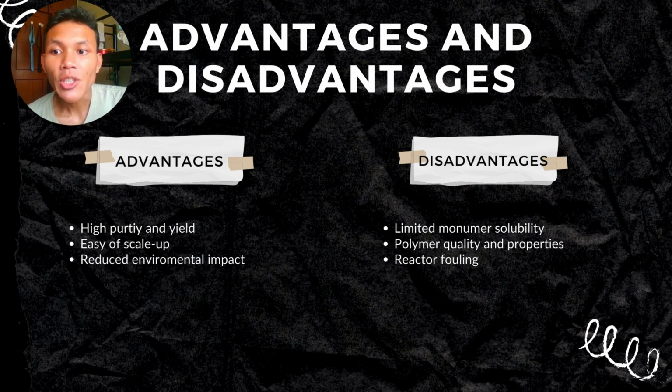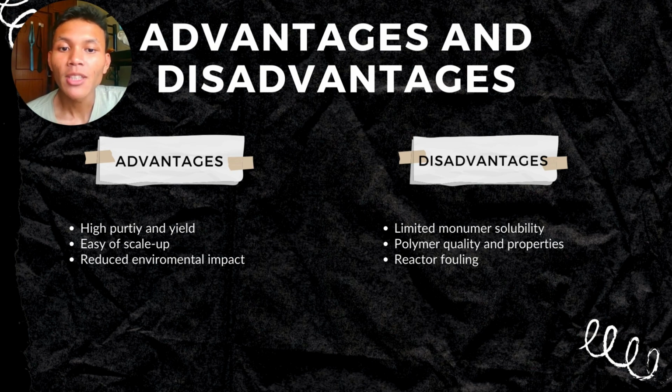Reactors can be designed to handle large production capacities. Next one is the reduced environmental impact. The gas phase processes can be more environmentally friendly because they often eliminate the need for solvents or excessive byproducts associated with other polymerization methods. Next, we go to the disadvantages of gas phase polymerization.